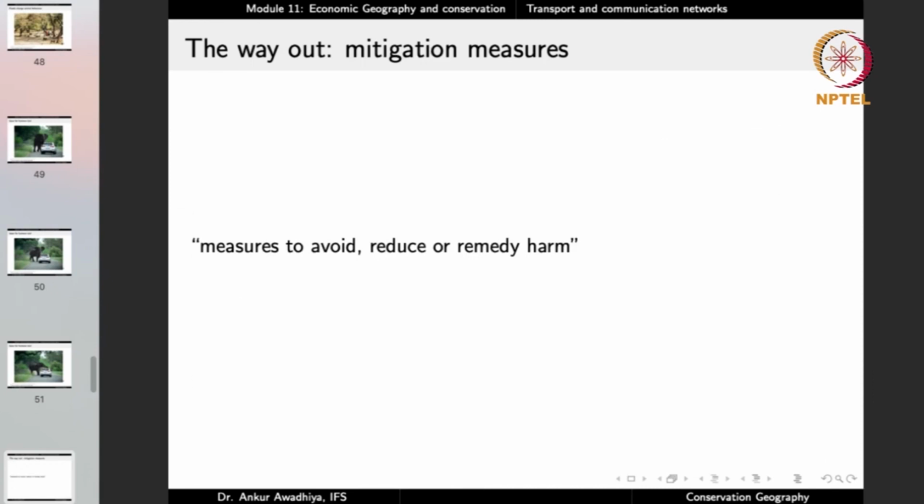A way out is mitigation measures, which are measures to avoid, reduce or remedy the harm. Measures to avoid harm. Can we create a situation where the animals just do not get on the road? Or can we at least reduce the harm? That is, if the animals get on the road, we have an alert so that the vehicles or the people are not bumping into the animals. Or can we have a way to remedy the harm?